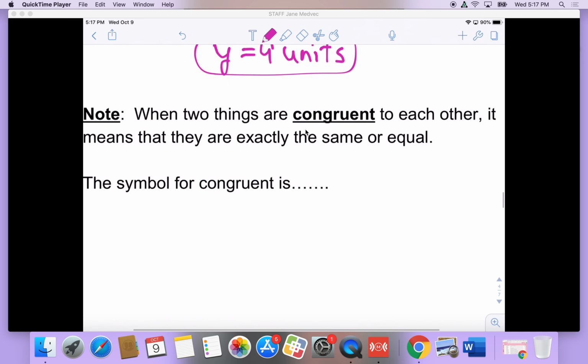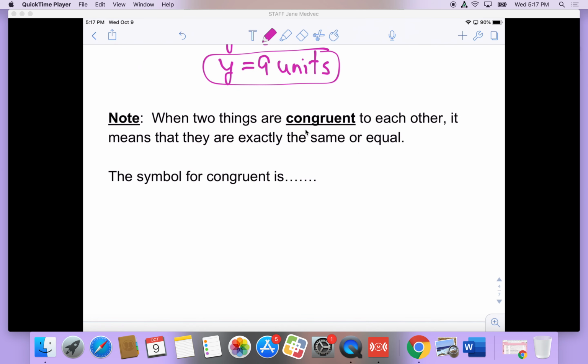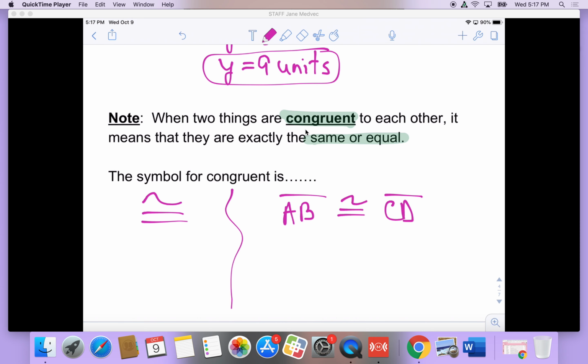Note that when two things are congruent to each other, it means that they're the same or equal. So here's a definition. Congruent just means same or equal. And the symbol for congruence is this. Most of the time when I'm talking about congruence in class, I'll say line segment AB is congruent to line segment CD. Or I'll say angle A is congruent to angle B. So that's how we use congruence.